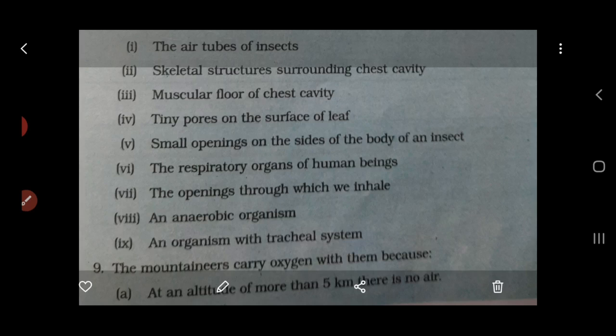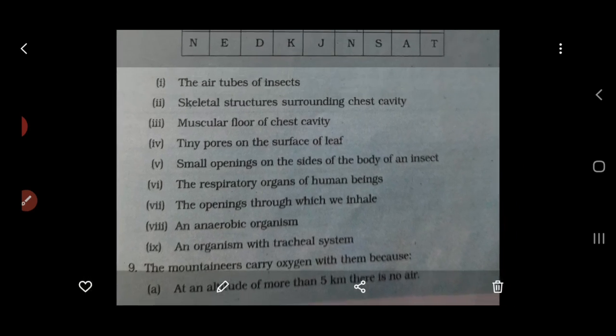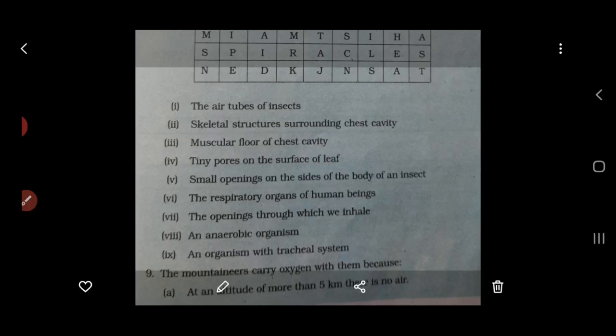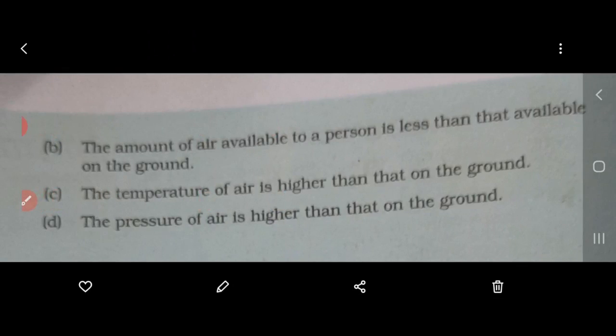Ninth question, the mountaineers carry oxygen with them because. So here they have given options. Option A, at an altitude of more than 5 km there is no air. Option B, the amount of air available to a person is less than that available on the ground. Option C, the temperature of the air is higher than that on the ground. Option D, the pressure of air is higher than that on the ground. So think the answer wisely and write.